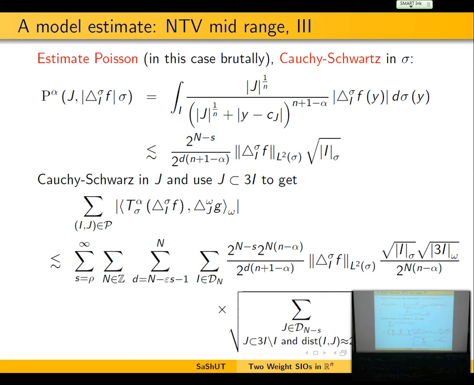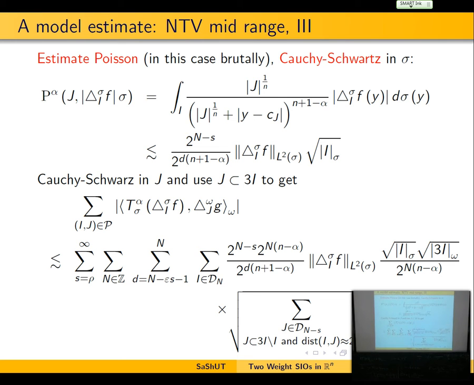I mean, we're doing Cauchy-Schwarz in sigma, so this is bounded by this. Okay? So again, the left-hand side is bounded by the same piece of sums. This 2 to the n minus s is here. This 2 to the d, sometimes whatever, is here. The L2 norm is here. The sigma is here. This and this cancel each other, but we are preparing the A2 constant.